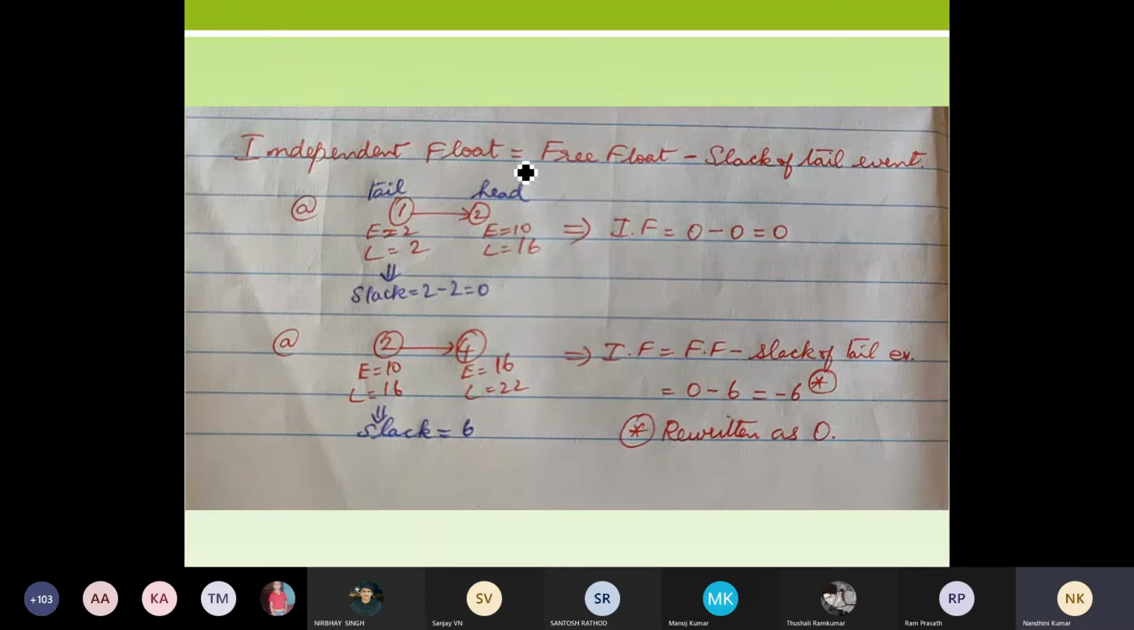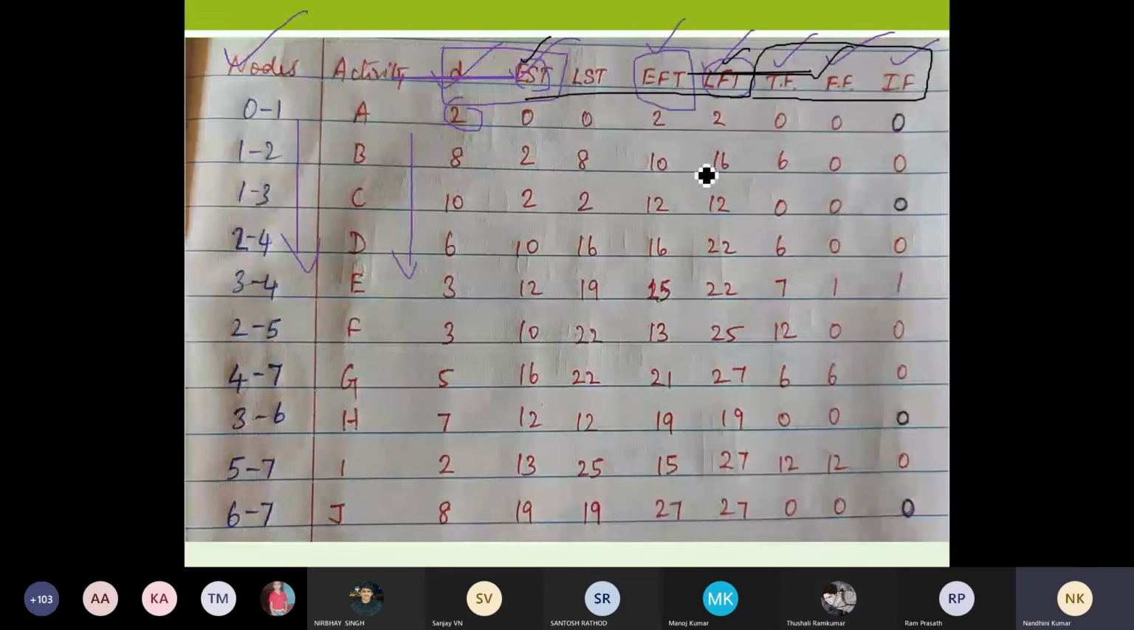This is the calculation of independent float. For independent float, it is nothing but free float minus slack of the tail event. So as you remember, this is going to be my tail event, and this is going to be my end or head event. So I am on this track. I have to calculate the slack of the tail event. I know my free float. My free float here is 0.